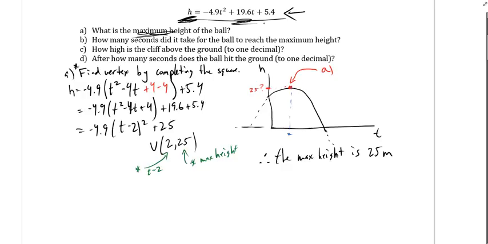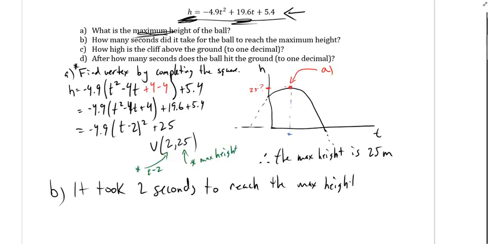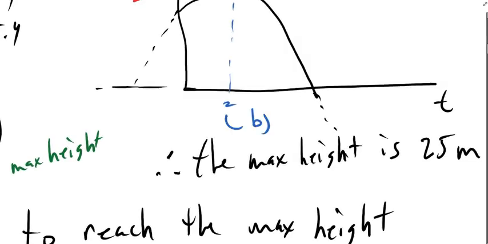Okay, B. How many seconds did it take for the ball to reach the maximum height? Can somebody answer this for me? Liam. 2 seconds. We've already done all the math, so we just answer it. It took 2 seconds to reach the max height. So no more work needed. 2. So there's our question B right here, right? B was already done.